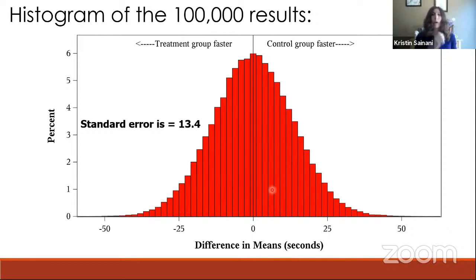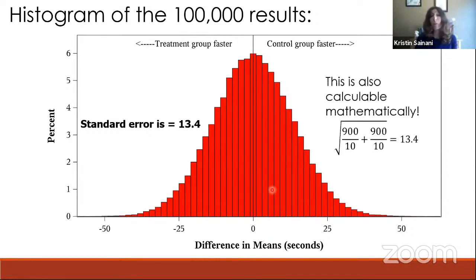I've calculated that through my simulation. I could also calculate it mathematically. So let me just show you the mathematical formula here. Somebody has already come up with this formula. When I apply it, I'm basically taking the standard deviation in running times, that was 30 seconds. I square that, so I get 900. I divide by the sample size, and I have to do this for both groups because I have 2 groups. When I calculate this number, I also get 13.4. That's good. We hope we get the same answer from both approaches. And indeed, we get 13.4.